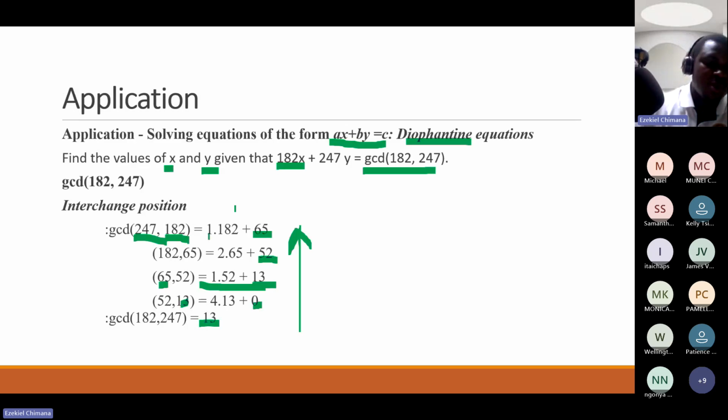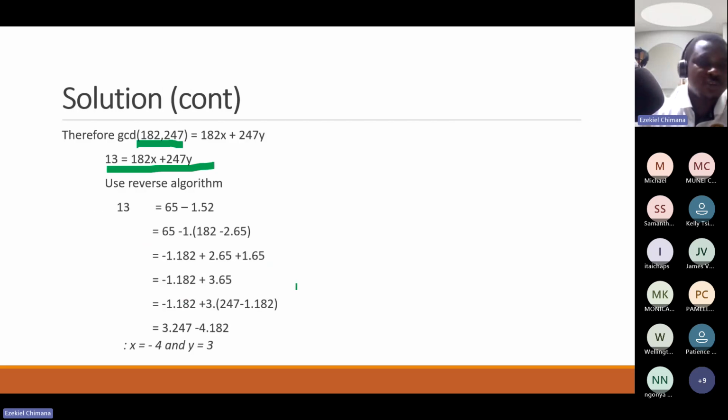Where is this coming from? You are just making the remainder the subject of formula, or you are writing the remainder in terms of this A and this value. Just like that. So you make this remainder the subject of formula, and then you use that step till you reach, or until you use, the first part of your algorithm. So if you look here, we are going to have 13 is equal to 65 minus 1 times 52. If you really find this one, you are going to get this 13.